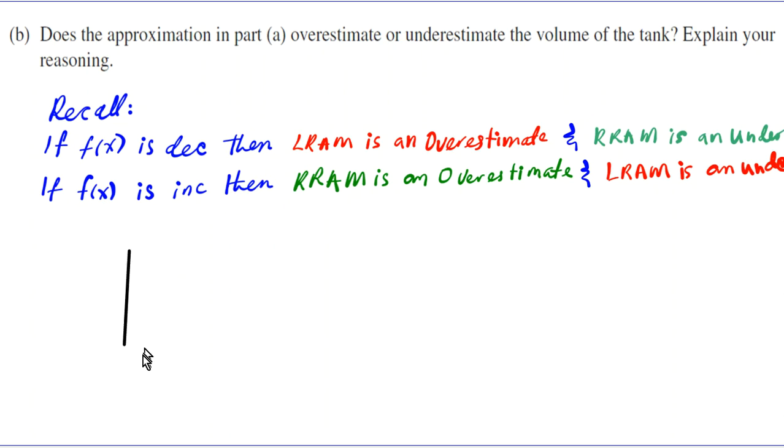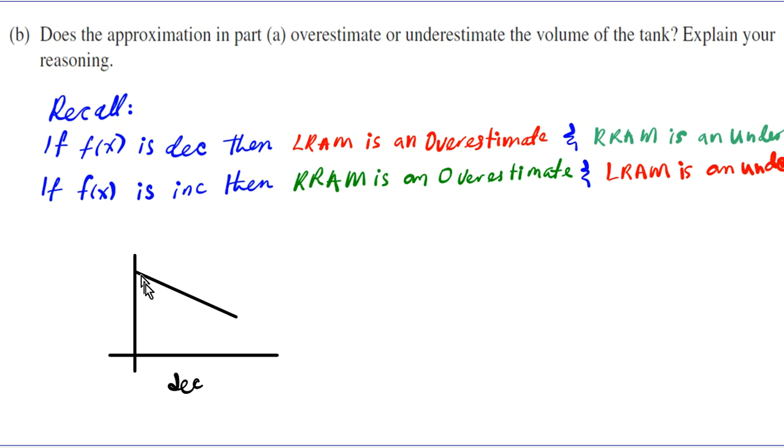So let's sketch the graph of a function that's decreasing. Now let's say you don't remember this formula. You don't have to remember this. If you're in doubt as to exactly what's going on, all you have to do is draw a graph that follows a pattern, and put in the rectangles. So let's look at the decreasing scenario. You have a function that's decreasing here. What does the LRAM look like?